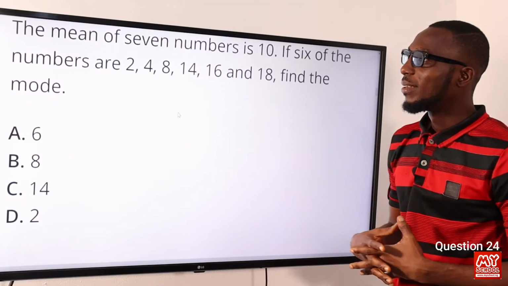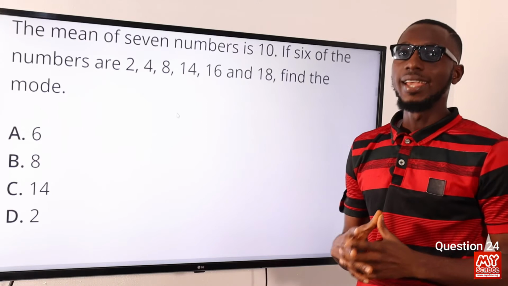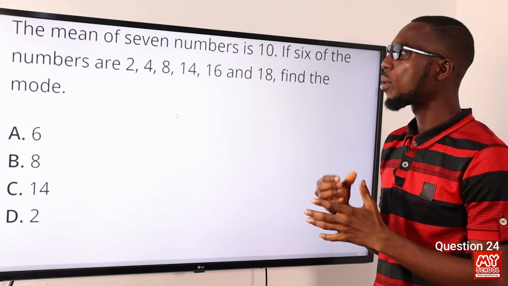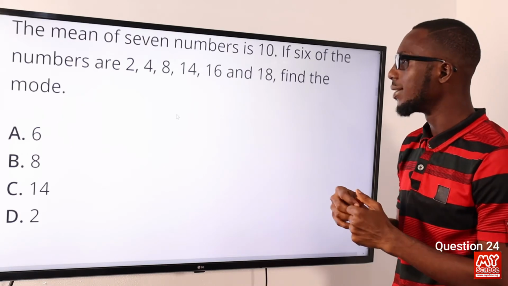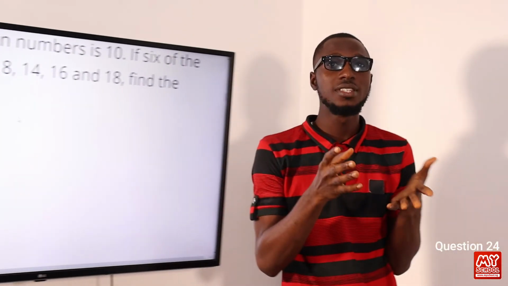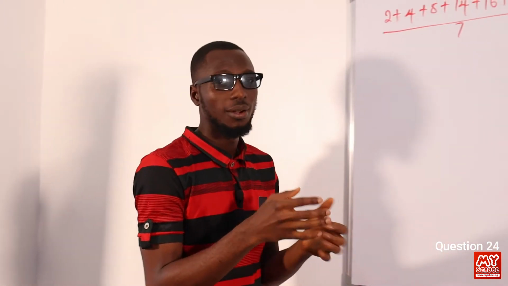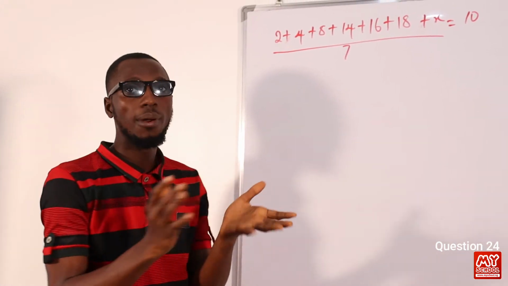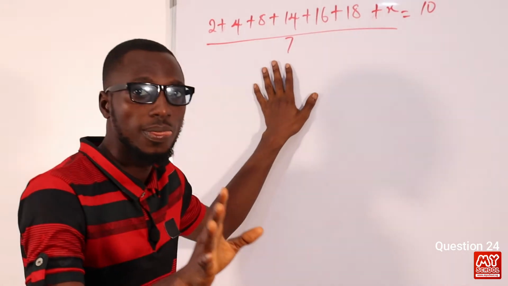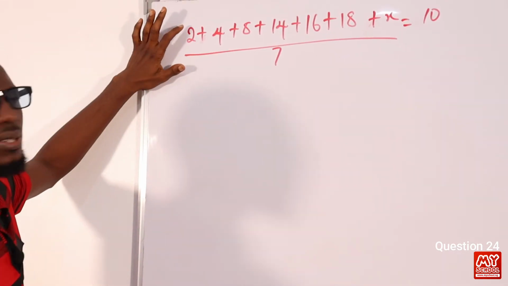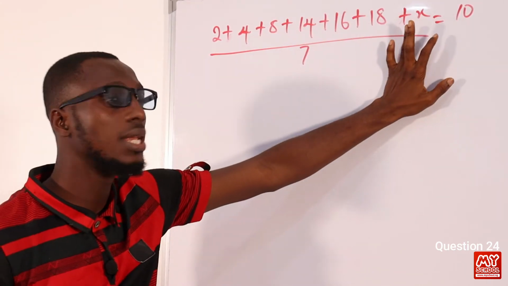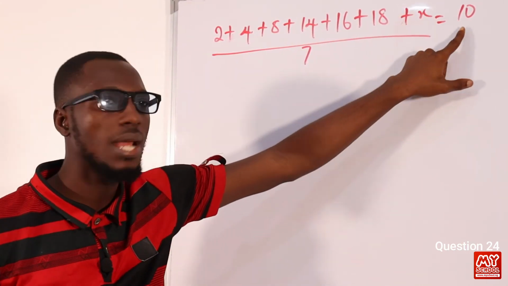24. The mean of 7 numbers is 10. Okay, if 6 of the numbers are 2, 4, 8, 14, 16, and 18, find the mode. So at first we have to discover what the seventh number is. So that means when you talk about mean, you are adding up all of the values available over the total number. So we're told the numbers are 7. Okay, when you count. So we are adding up these numbers, 2 plus 4 plus 8 plus 14 plus 16 plus 18, then plus the unknown 7th number. We are told their mean equals 10.